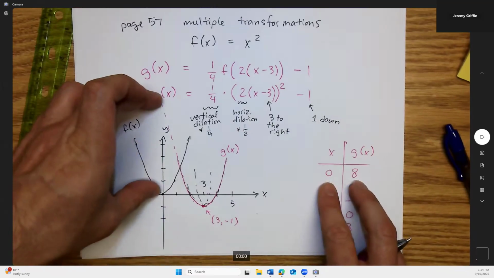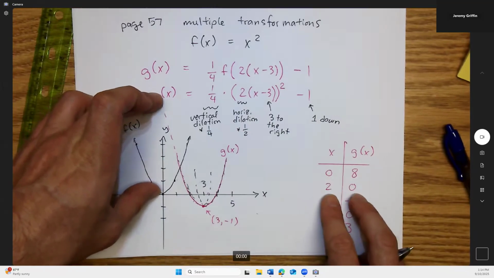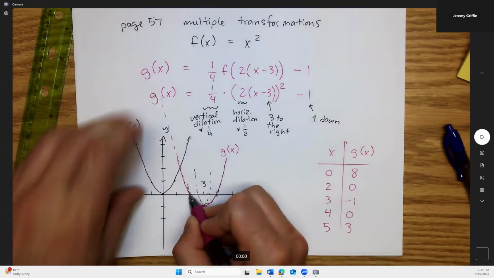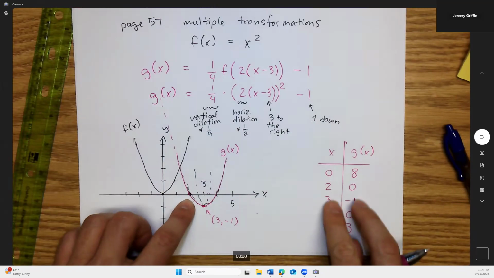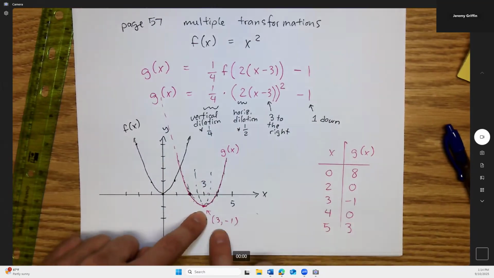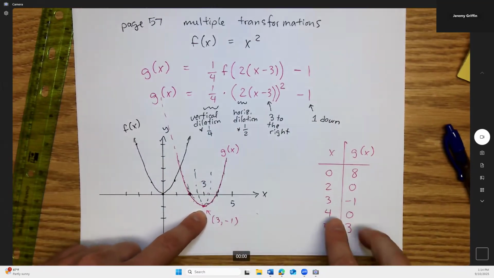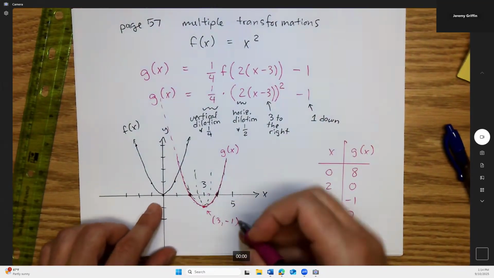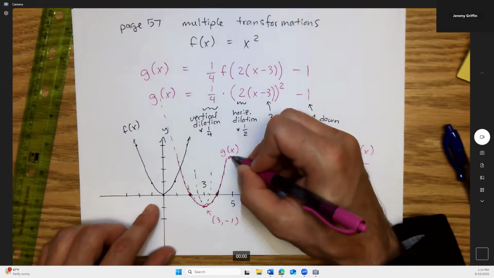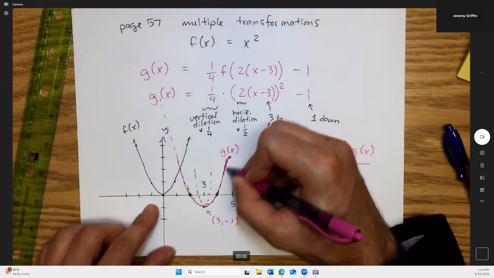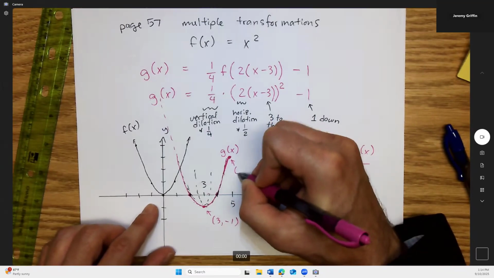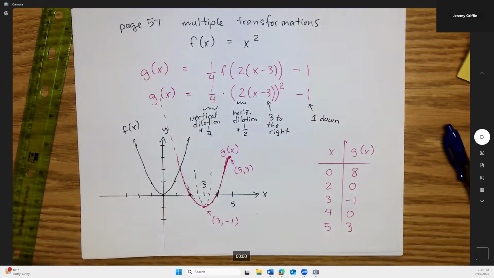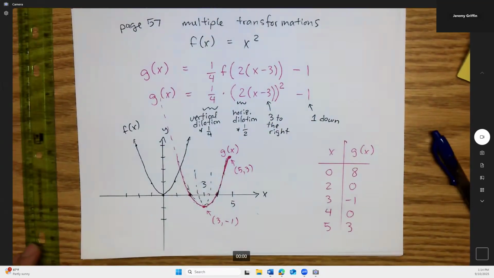So okay, 0, 8, I could believe that. It looks about right. Okay. 2, 0 over 2, 0. Oh, yeah. Right here. X-intercept. 2, 0. 3, -1. Oh, that's the vertex I labeled to start with. Yeah. Okay. 4, 0. Other x-intercept right there. 5, 3 over 5 up here. That looks about right. I think 5, 3 is right here. That's the point. 5, comma 3. Yeah. It totally worked.